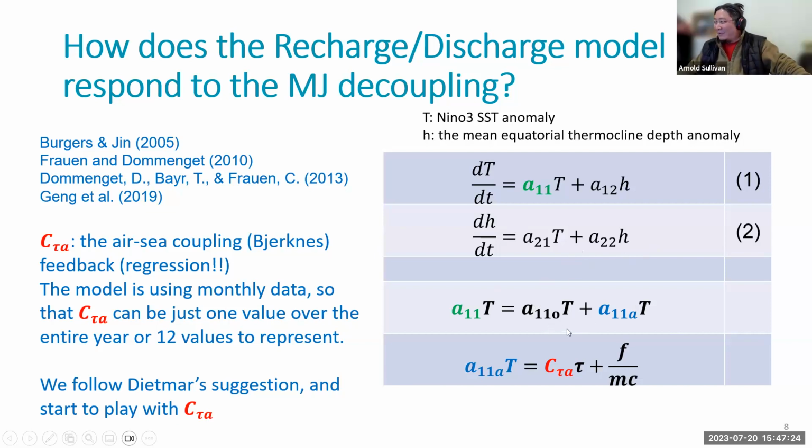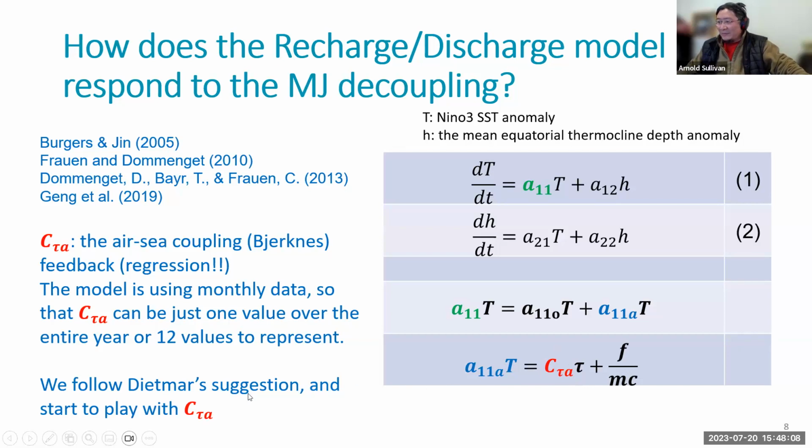Okay, yeah. In here, particularly, A11 can be broken into the ocean part and the atmosphere part. And the atmosphere part can also be broken into the coefficient times the wind stress plus the ocean feedback. We are excited to see this coefficient. This coefficient is actually just the response between the wind and the temperature. So we play with this C tau A, the Bjerknes feedback term.